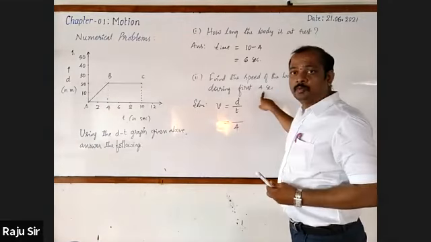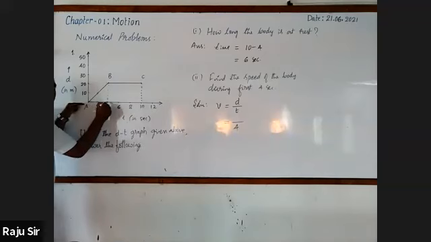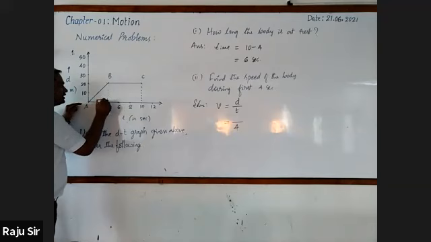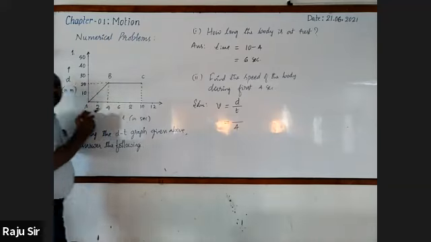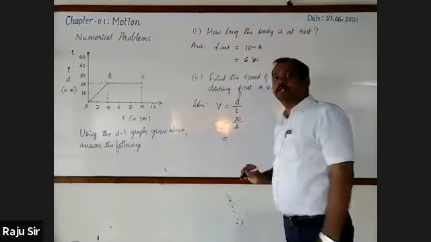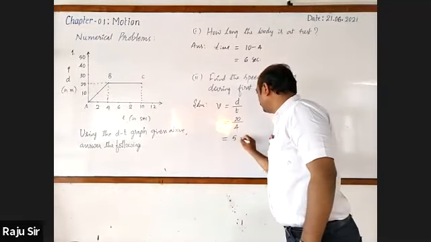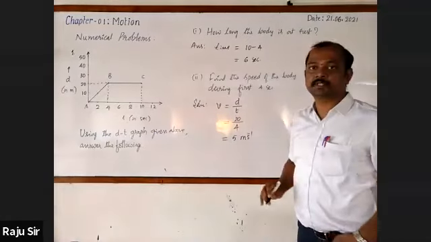Now, we want the distance traveled in 4 seconds. It is 20 meters. So this will be 20 by 4, which is equal to 5 meter per second.